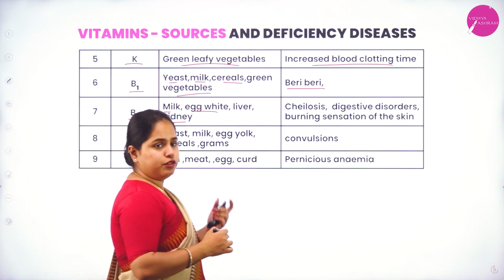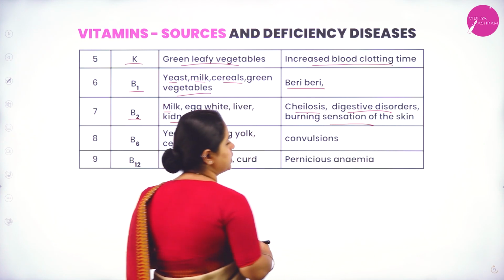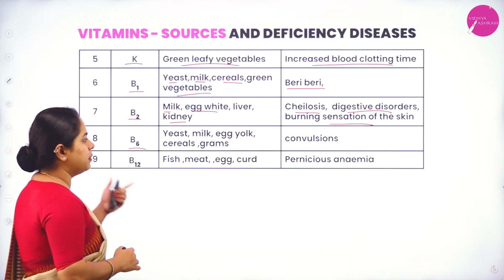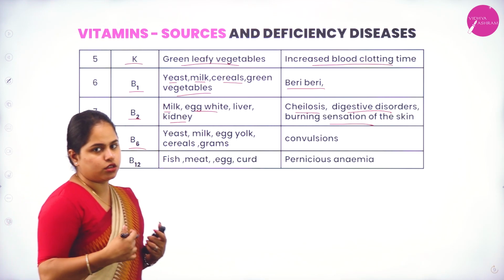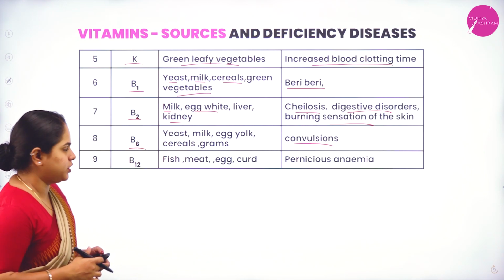And the deficiency causes scoliosis, digestive disorders and burning sensation of the skin. Now, vitamin B6, it's present in yeast, milk, egg yolk, cereals, grams. Those are the sources. And it causes convulsions if you are having a deficiency of it.